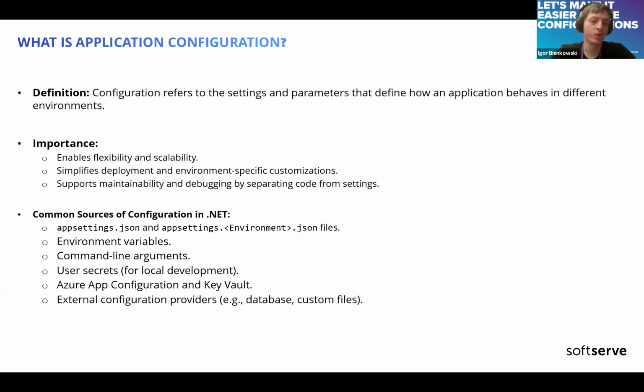The most common sources of configuration are appsettings.json and appsettings.Development.json, of course, environment variables, command line arguments, user secrets. Who works with Azure? We use Azure App Configuration and Key Vault. I'm pretty sure that Amazon Cloud or Google Cloud have their own solutions, but I'm not familiar with them. And some external configuration providers, like we could store it in a database or custom files, things like that.